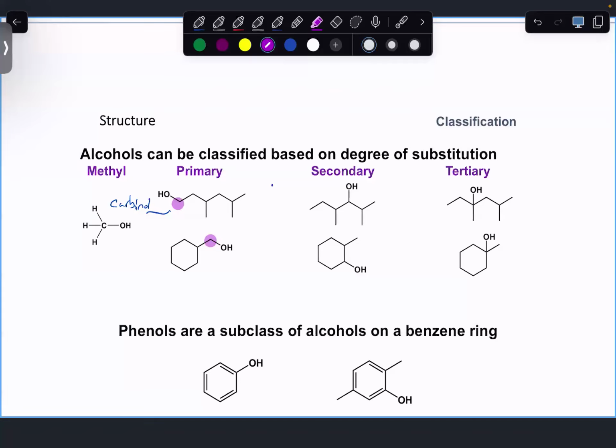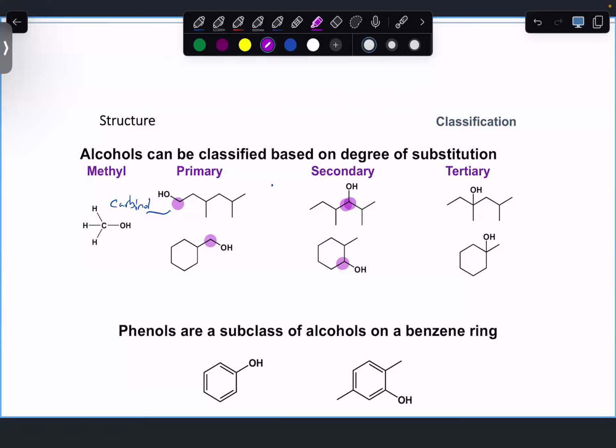Now, if you move over, you can see in the secondaries, there's my carbonyl. In this case, the carbonyl is bonded to two carbons. So that's why it is a secondary alcohol. Same thing down on the ring. The carbonyl that's part of the ring in this case is bonded to two other carbon groups, and so it is also a secondary alcohol.